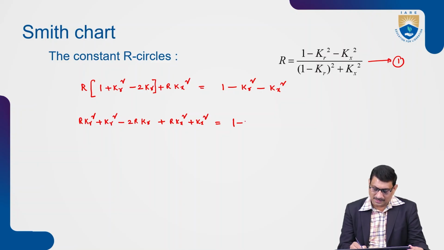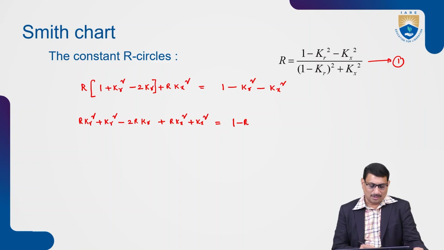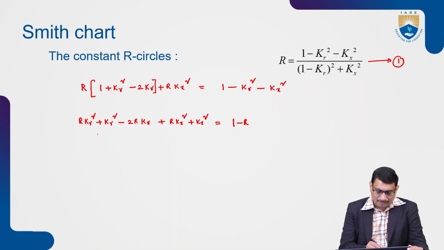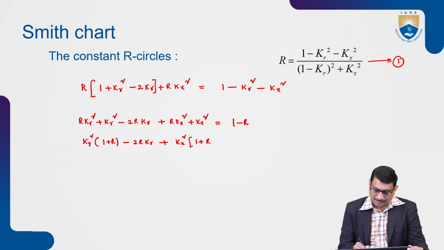If I send it to the other side, it is 1 minus r. So I have written all the kr terms in one place and the kx square in one place, and 1 minus r. Now if I look at this equation, I will take kr square as common. If I take it, it is 1 plus r minus 2r into kr, plus here in the kx square I am taking 1 plus r as common, then it will be 1 minus r. I will divide by 1 plus r on both sides of this equation.